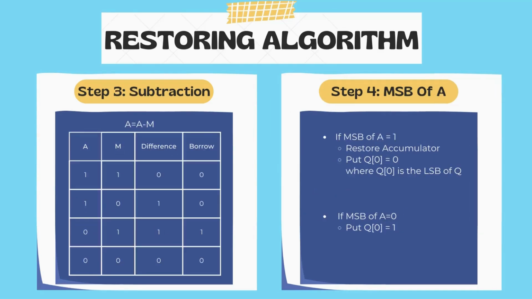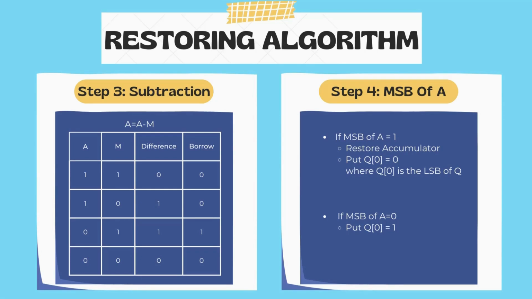Next is step 3, subtraction. It is a simple binary subtraction wherein you have 4 cases for 2 inputs, that is 2 raised to n, and you can refer to this table for the subtraction. The fourth step is checking the MSB of the accumulator, and based on this, the further steps will be performed at some point in the given flowchart.